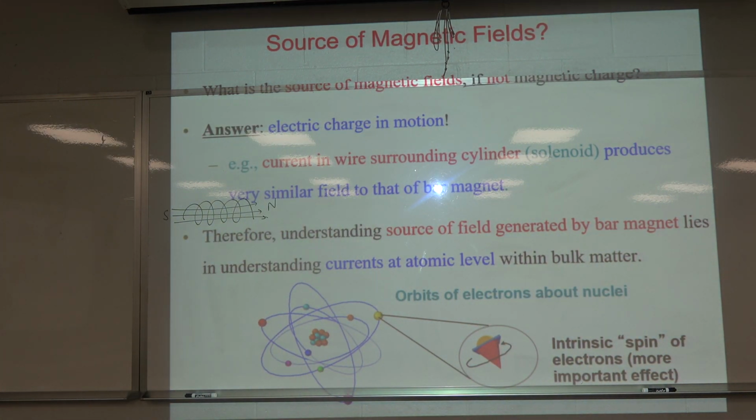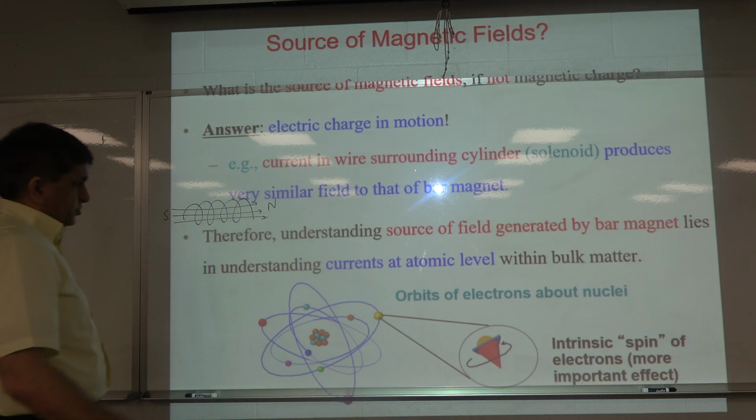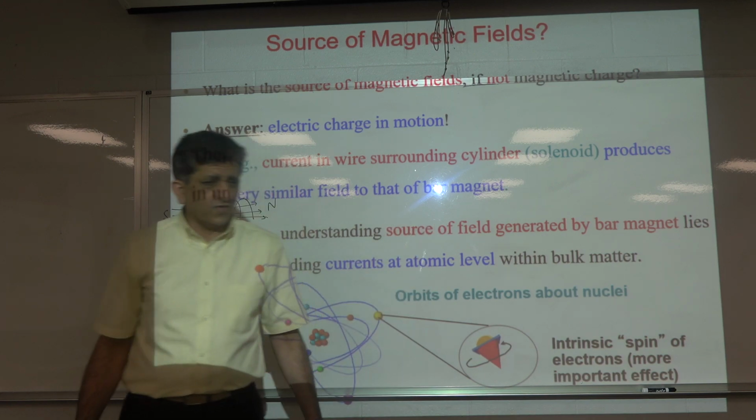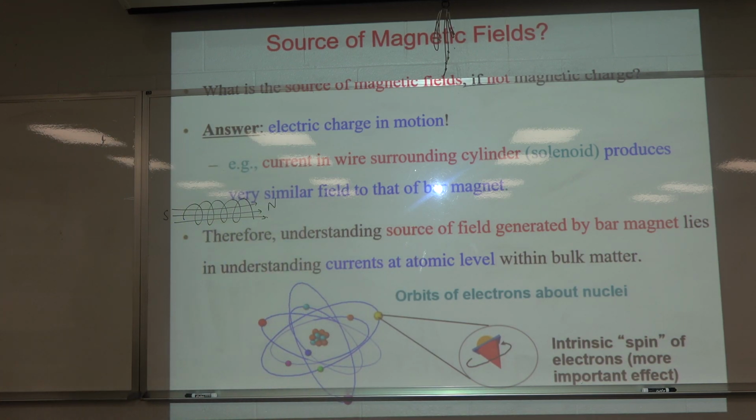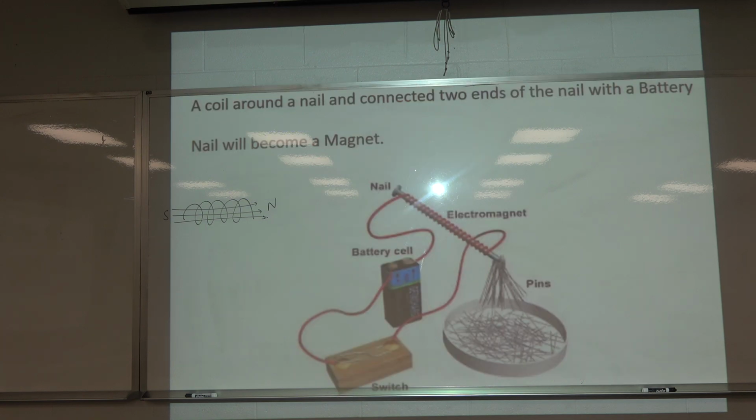When it's spinning up and down, dancing like that, it changes the direction of the magnetic field as well. So that spin plays an important role in changing the direction of the magnetic field when the electron is orbiting around the nucleus.